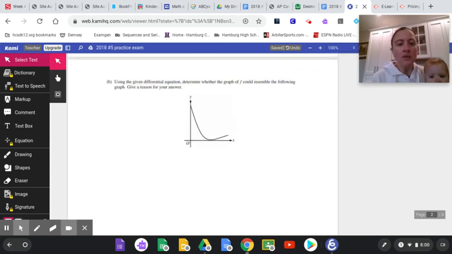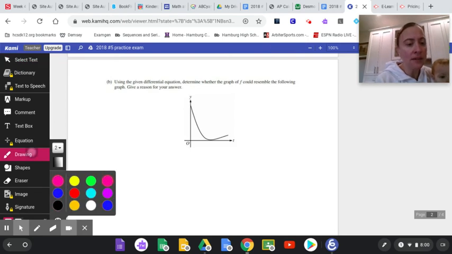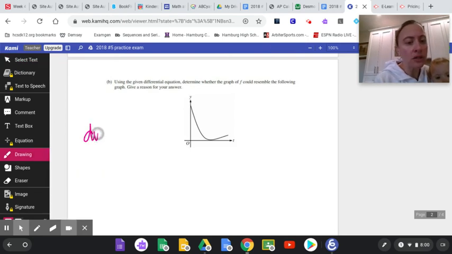Part B. So we haven't exactly seen this question before, but I think it's easy to talk through. So using the given differential equation, determine whether the graph of f could resemble the following function here. So let's think about the one thing they gave us. The only thing they gave us is that differential equation. So let me jot that down again. dy/dt equals negative 0.02 y squared.